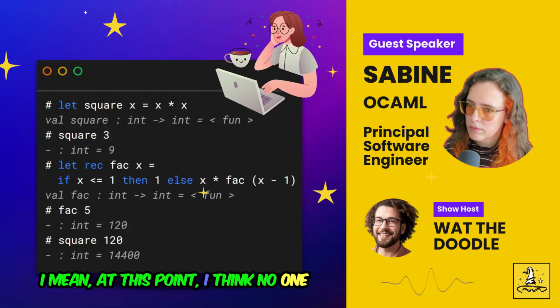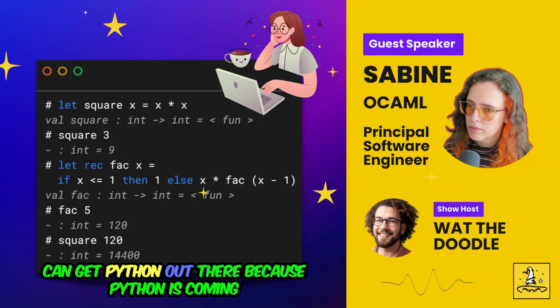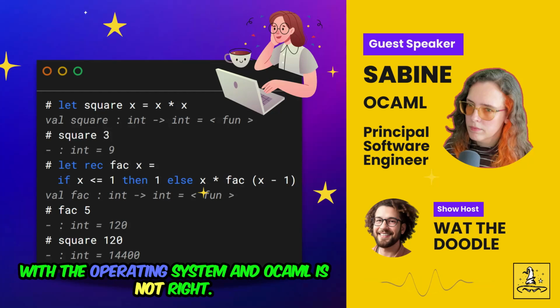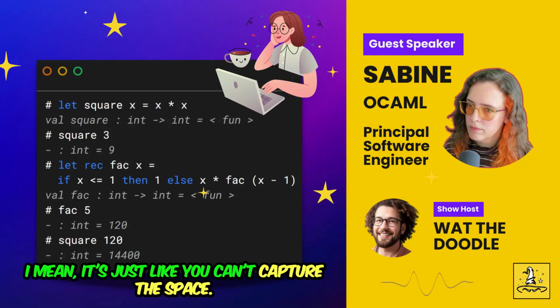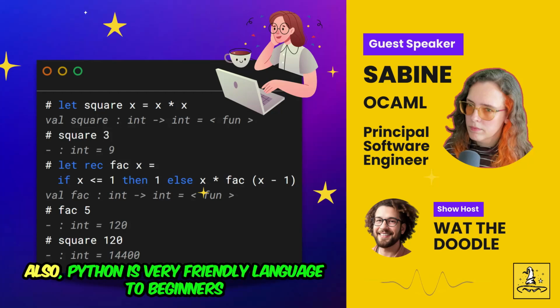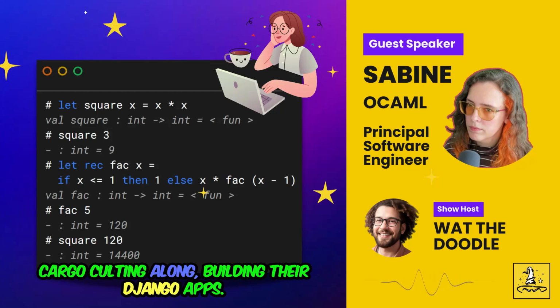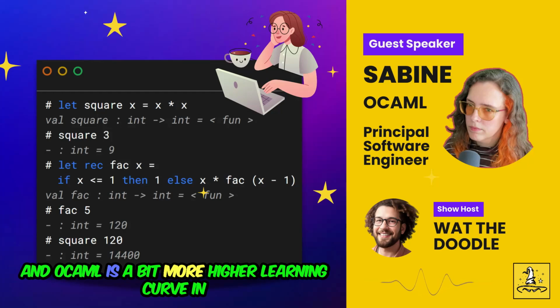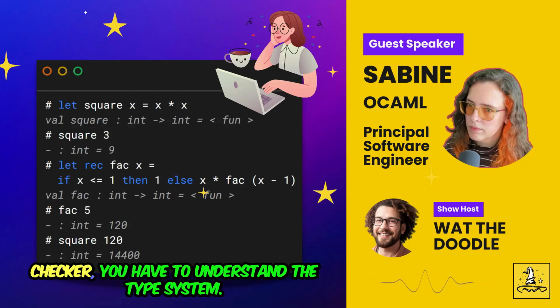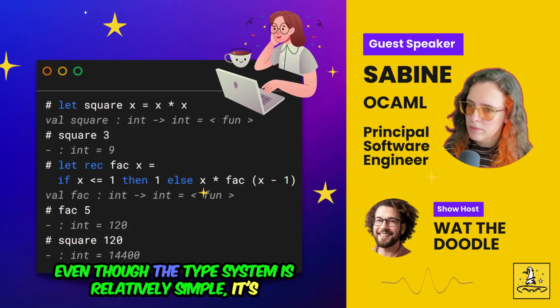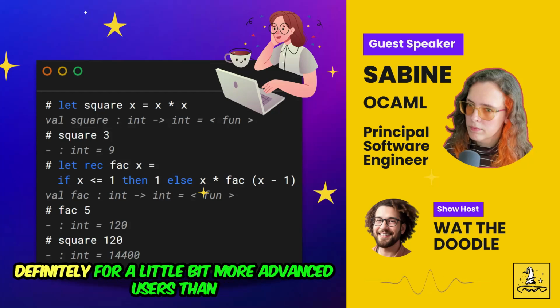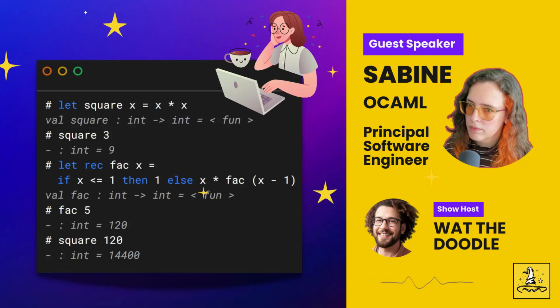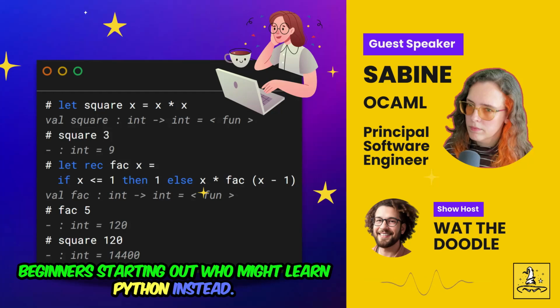I mean, at this point, I think no one can get Python out there because Python is coming with the operating system. And OCaml is not, right? You can't capture the space. Also, Python is a very friendly language to beginners cargo culting along building their Django apps. And OCaml has a bit higher learning curve in the sense that you do have to please the type checker. You have to understand the type system, even though the type system is relatively simple. It's definitely for a little bit more advanced users than beginners starting out who might learn Python instead.